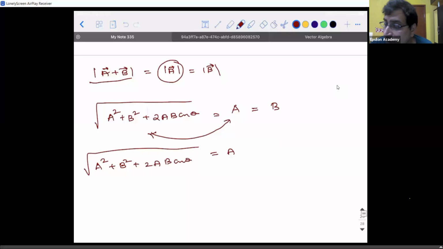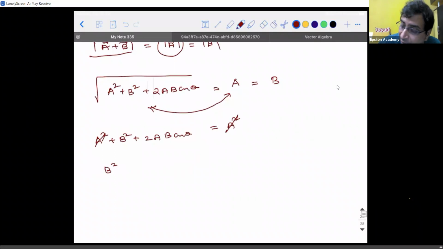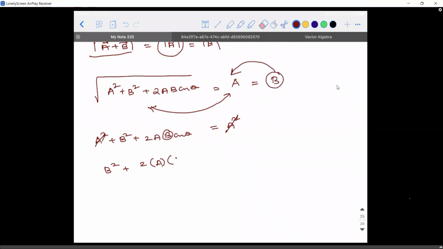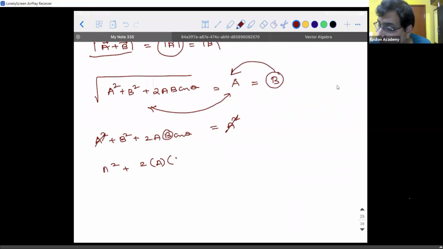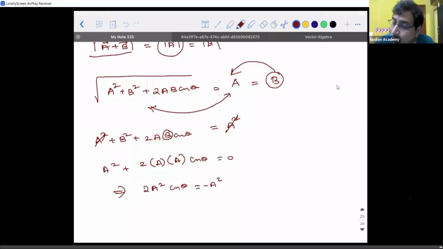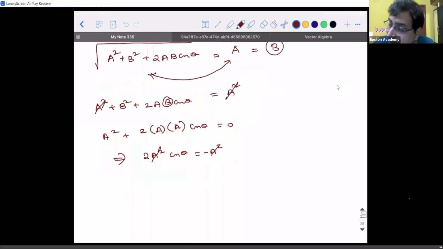If I square on both sides, the square root will get eliminated and you will have A square here. So A square are gone. What do I get? B square plus 2 into A into, in the place of B, can I replace it with A? Yes, sir. Then I will replace it here. A square plus 2 times A into cos theta is equal to 0, which implies 2 times A square cos theta is equal to A square with a negative sign. A square and A square will get cancelled. Cos theta is equal to minus half.